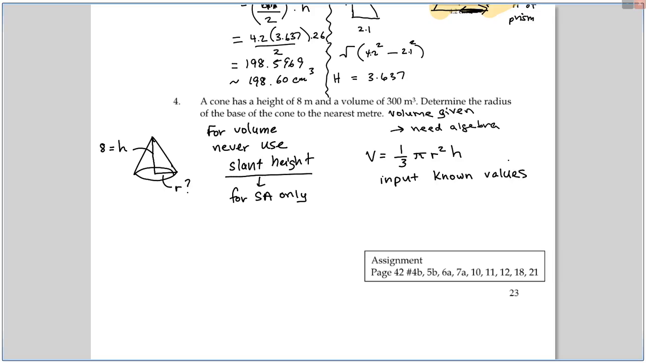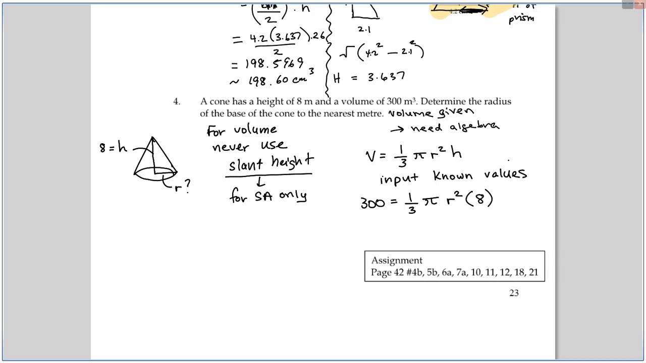So do we know the value of V? 300. Pi is pi. We don't know R. Do we know H? Yes. H is 8.